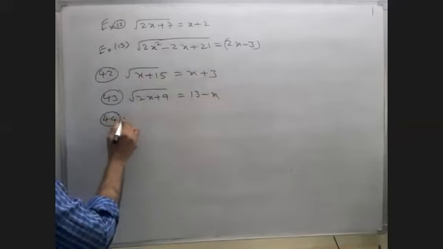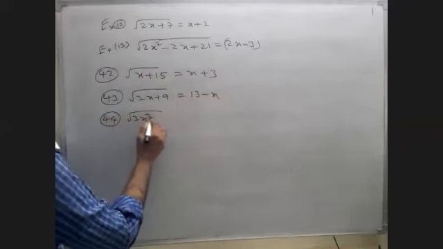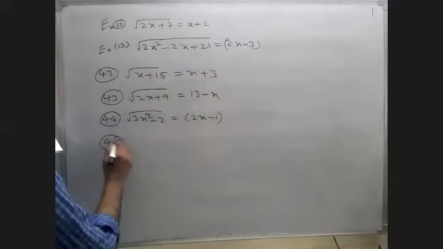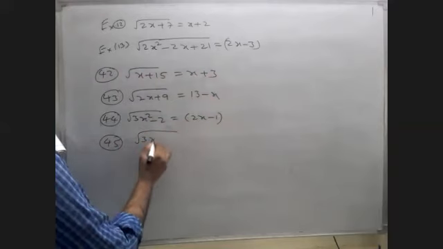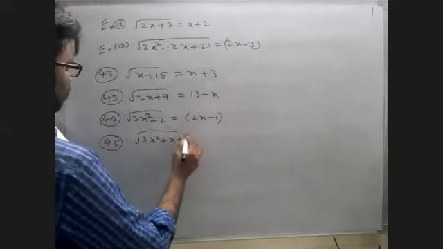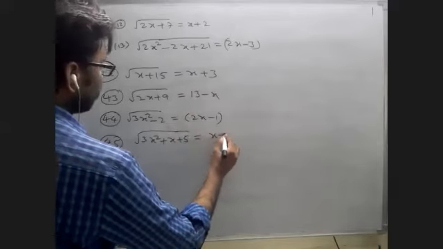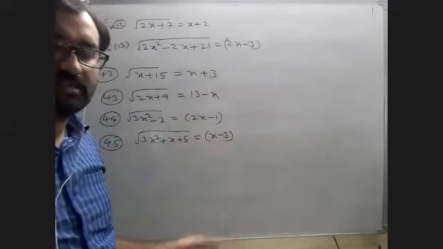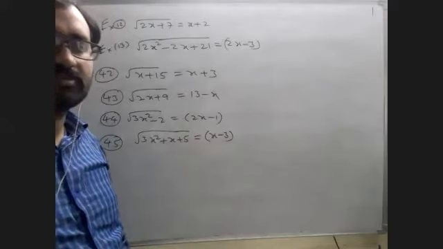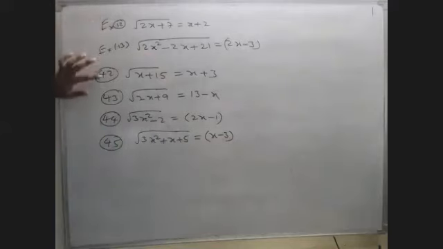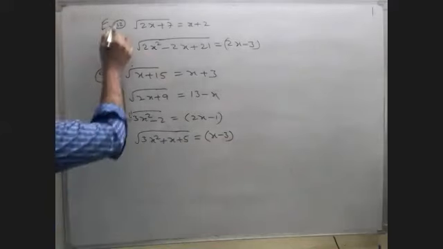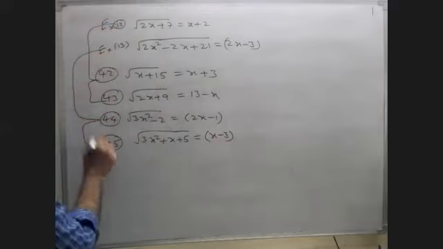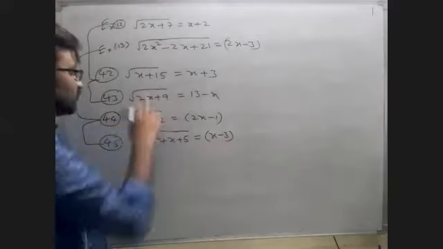Question number 44, root over 3x square minus 2 is equal to 2x minus 1. Question number 45, root over 3x square plus x plus 5 is equal to x minus 3. So these are the questions which we discussed previously, the concept we discussed earlier. 12, 42, 43 are the same model, in the square root we have a linear equation. And 13, 44, 45 are the same model, in the square root a quadratic equation.